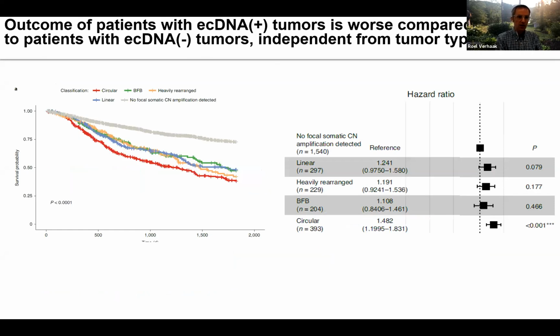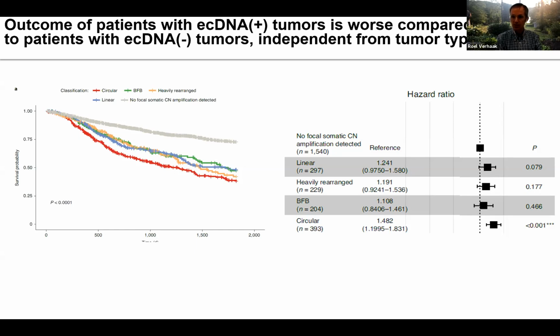And then finally, and importantly, the outcome of patients whose tumors carry one or more extrachromosomal DNAs is worse compared to patients whose tumors we did not detect extrachromosomal DNA. And this is critical: this is independent of tumor type, because, of course, there's an overrepresentation of sarcomas and glioblastomas in the ecDNA category. But when we consider tumor type as a variable, we still find a very significantly worse outcome for extrachromosomal DNA.